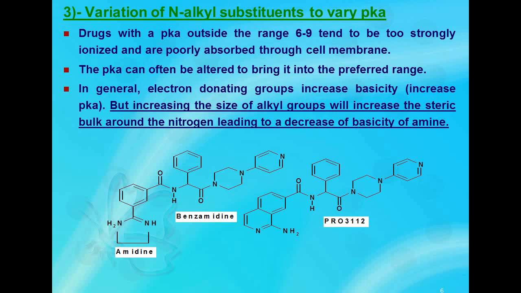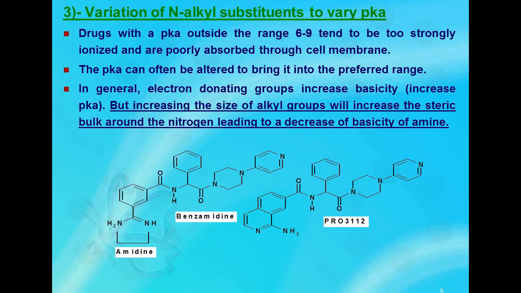Drugs with a pKa outside the range of 6 to 9 tend to be too strongly ionized and are poorly absorbed through the cell membrane. The pKa can often be altered to bring it into the preferred range. For example, the pKa of an amine can be altered by varying the alkyl substituents.